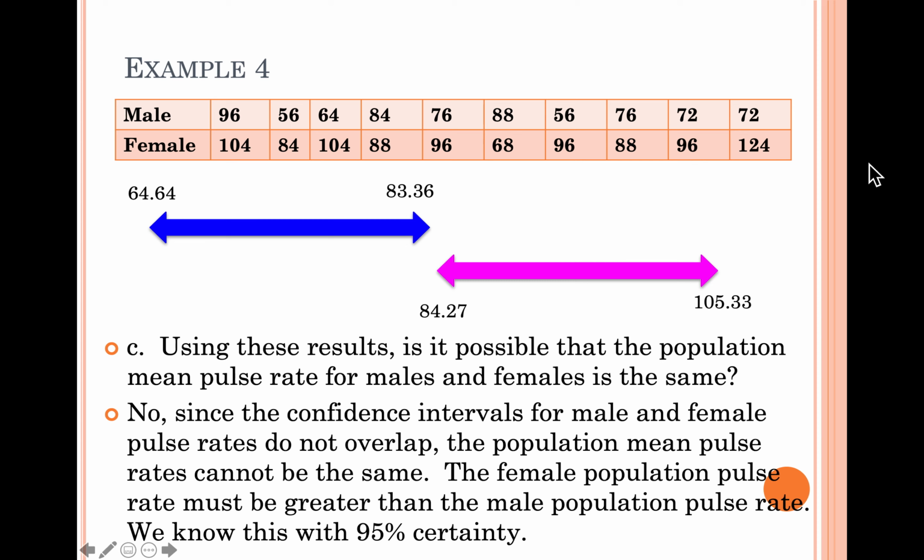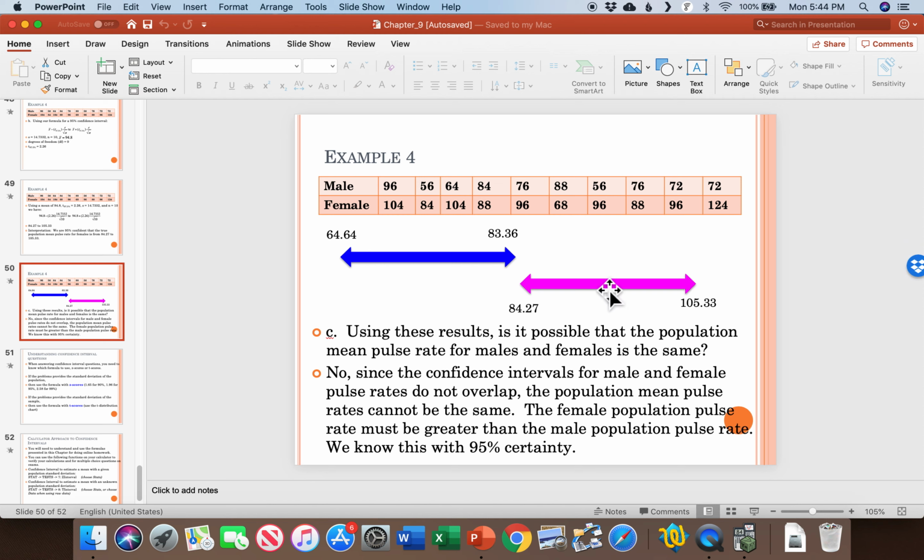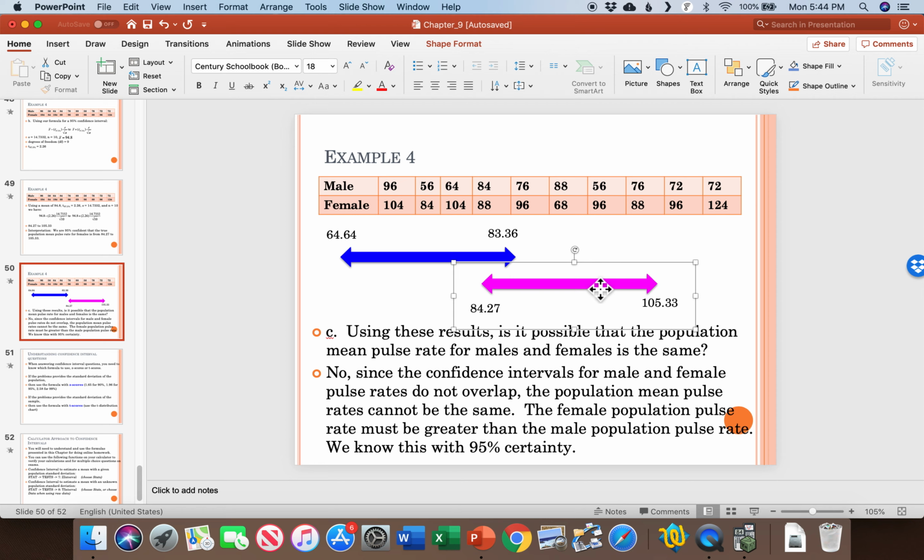Now, you may not get results like this when you do your homework. Perhaps when you do your homework, I'm just going to give you a visual of what could happen. Perhaps you will have two confidence intervals that do overlap. And if they do overlap, then it is possible that they share a population mean and that they could technically have the same population mean somewhere right here. But that's not what happened in this particular problem with these particular sample numbers. So let me go back. So keep that in mind when you do your homework.